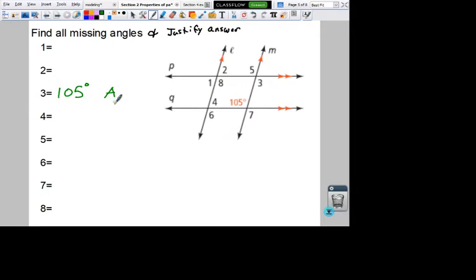So when I justify this, which I forgot to type on here, I'll write it on there real quick. Angle 3 is alternate interior to the 105 degree angle. I'm going to abbreviate alternate interior as AI because I'm lazy and I don't want to write that much. AI, alternate interior, to 105. Yep, because it is alternate interior to 105. And alternate interior angles are congruent when I have parallel lines. And I know I have parallel lines because of these red arrows. Those mean parallel.